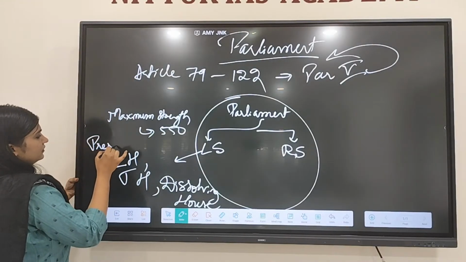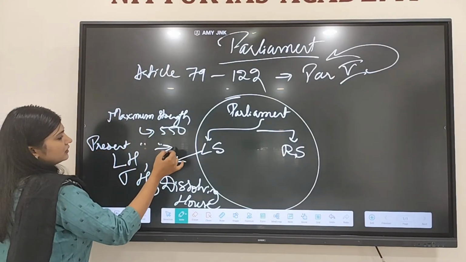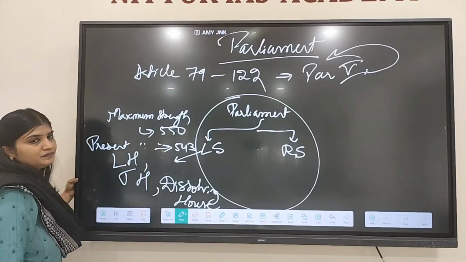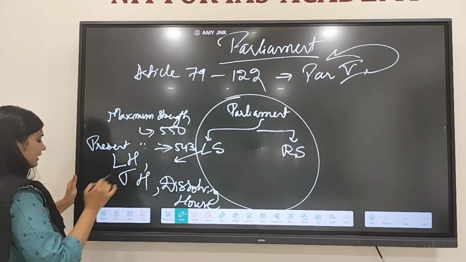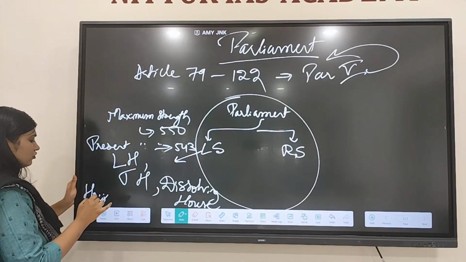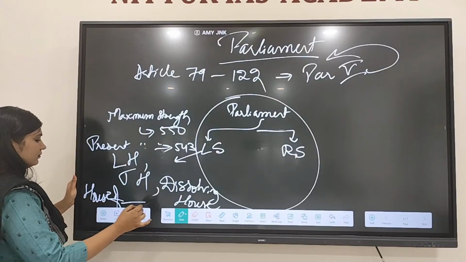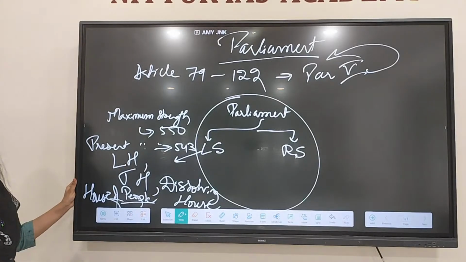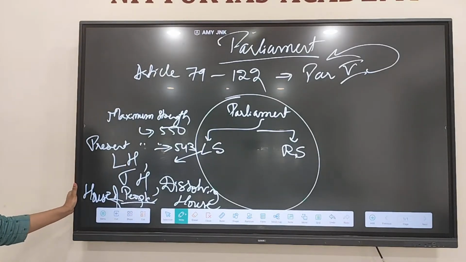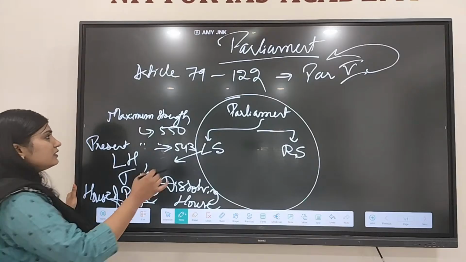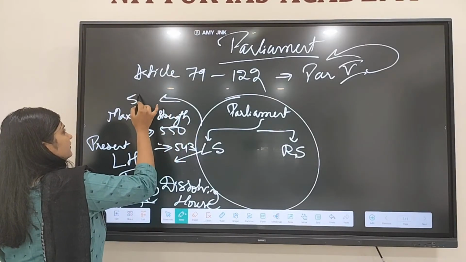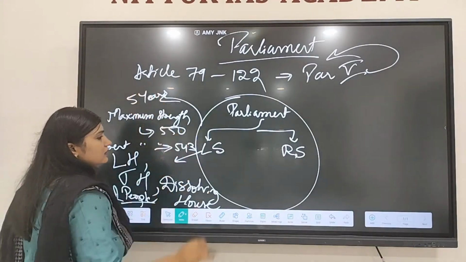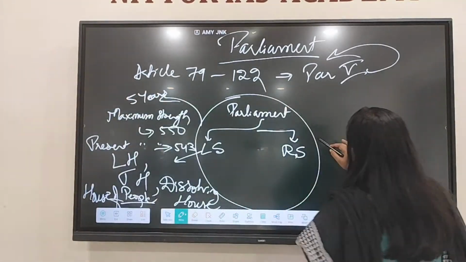Present strength is 543. Lok Sabha is also called the House of People, because they are directly elected from the people. They are elected by general vote. And what is the tenure? 5 years. Next comes the Rajya Sabha.